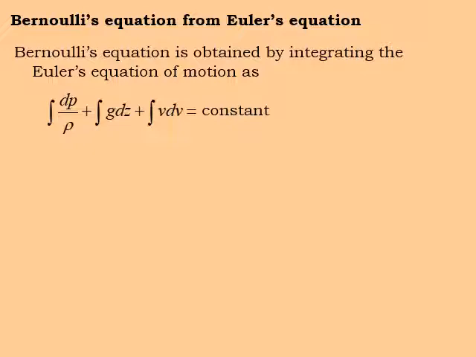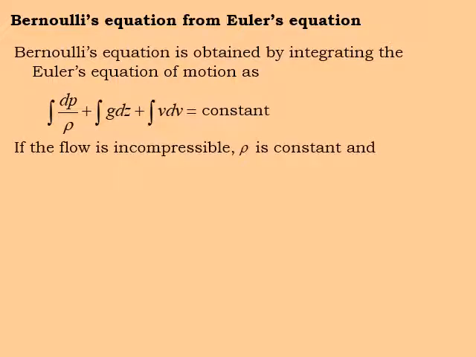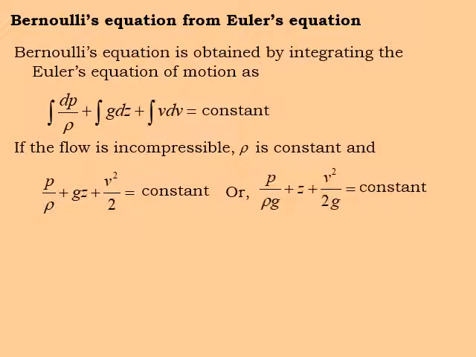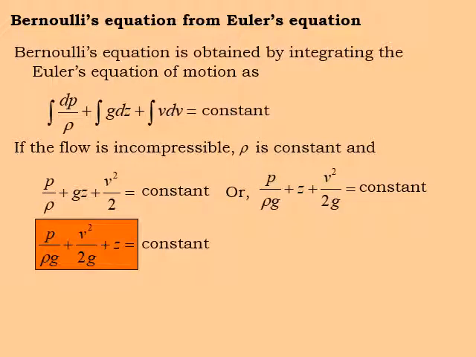Now that Euler's equation is integrated, if the flow is incompressible, the rho or density is constant, and so we get P by rho plus g Z plus V square by 2 is equal to constant, or we can write it as P by rho g plus Z plus V square by 2g is equal to constant. So this equation is known as Bernoulli's equation.